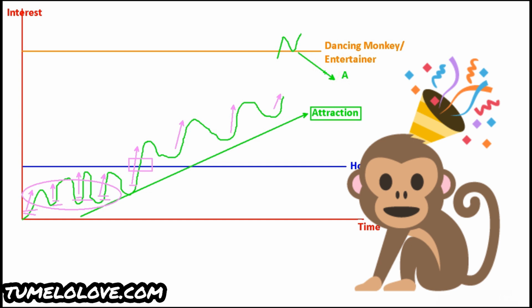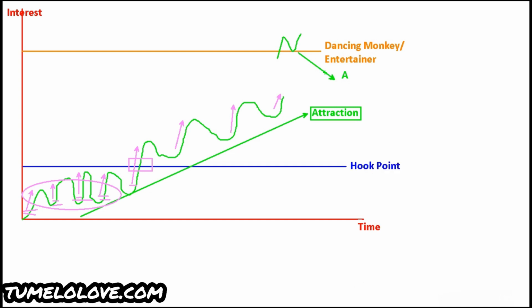This is not a good place to be, because once she sees you as a dancing monkey or entertainer and the attraction drops, it's very, very hard to get back from this point. Once you get past this point and she sees you as an entertainer, she stops seeing you as an attractive male, and all she wants you to do is entertain her, because all you're doing is pumping her emotions.